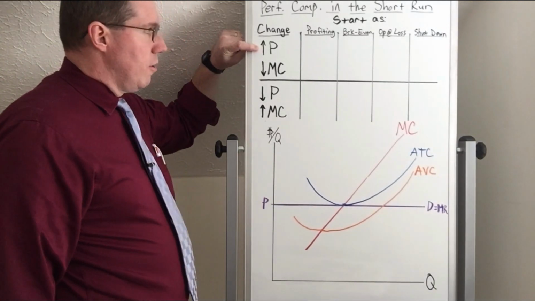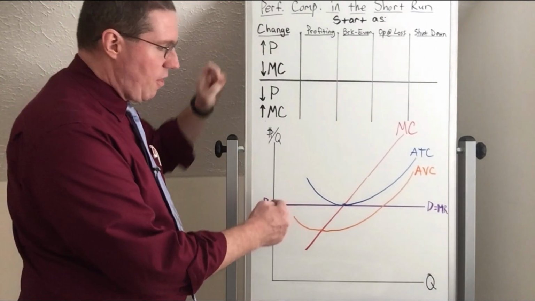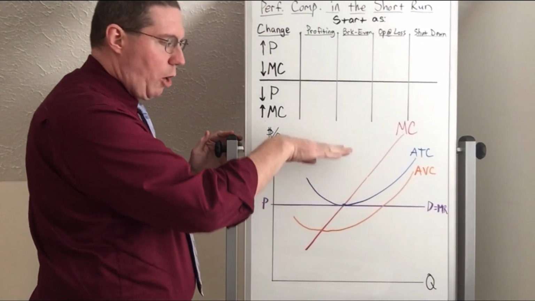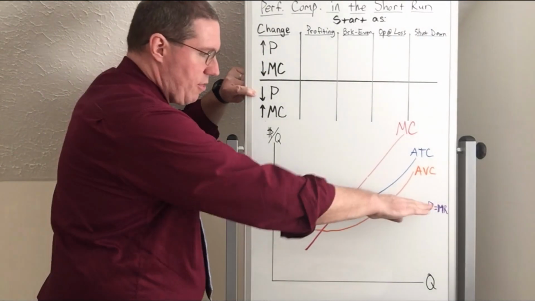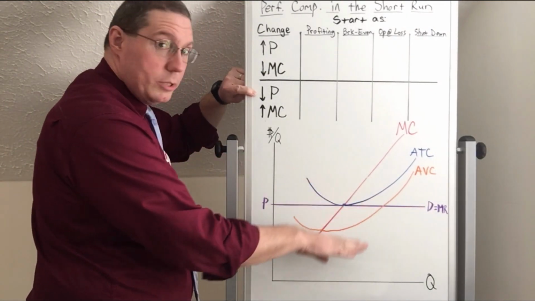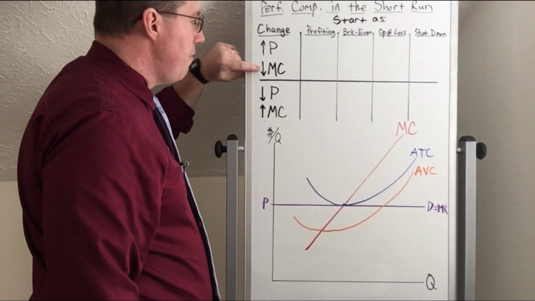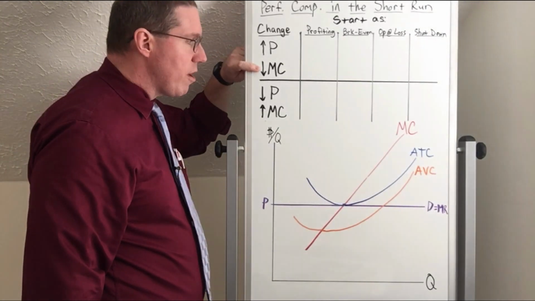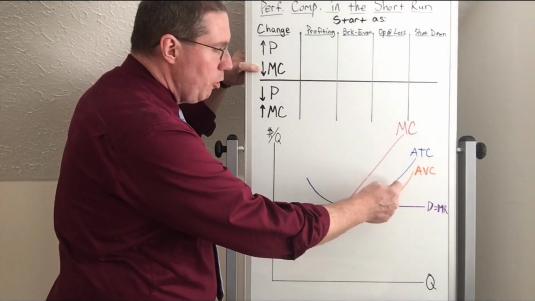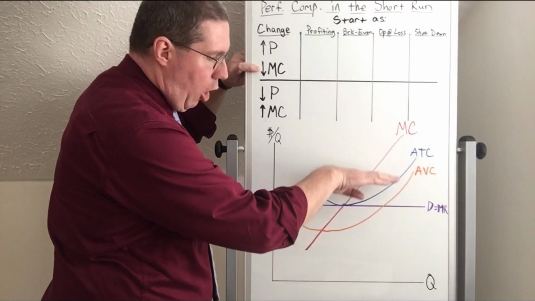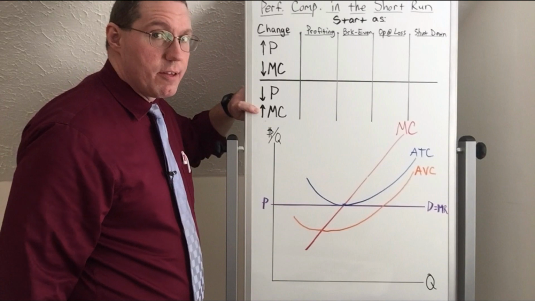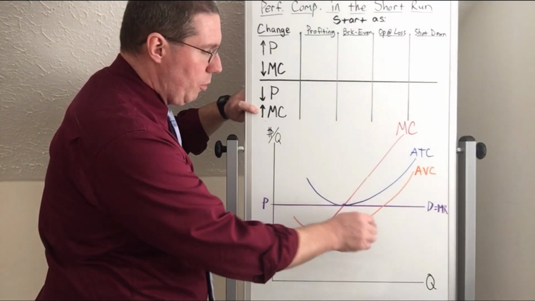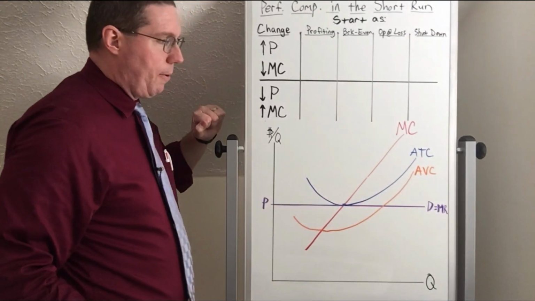If the price increases, that means that this purple line will go up. If the price decreases, that means this purple line will go down. If marginal cost decreases, that means the red, blue, and orange lines will all go down. If marginal cost increases, that means that the red, blue, and orange lines will all go up.